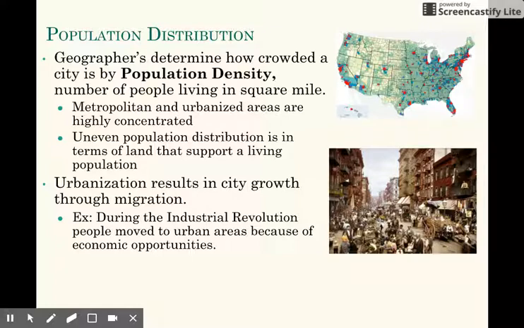All right, continuing on with population distribution. Geographers determine how crowded a city is by population density, which is the number of people living in a square mile. Metropolitan and urbanized areas are highly concentrated. When I say urbanized, I'm talking about cities. Uneven population distribution is in terms of land that support a living population. Urbanization results in city growth through migration. An example of this big growth would have been during the Industrial Revolution because people moved to urban areas for economic opportunities. They needed jobs.